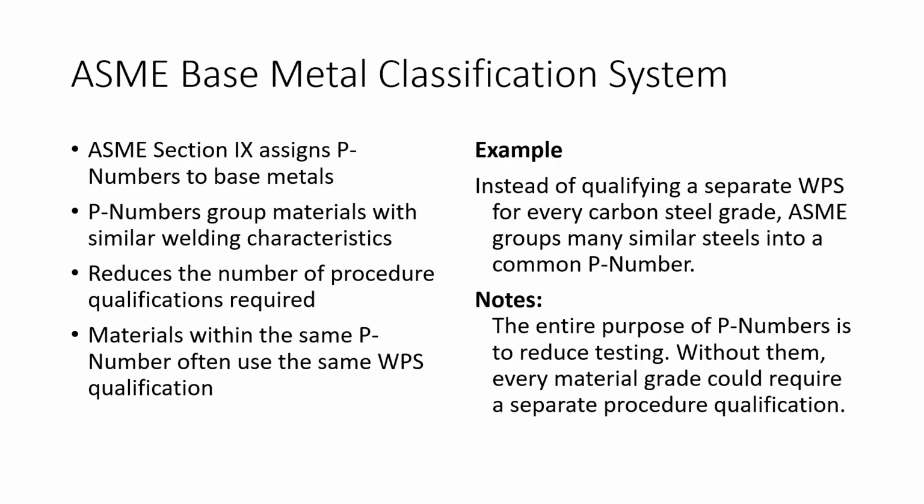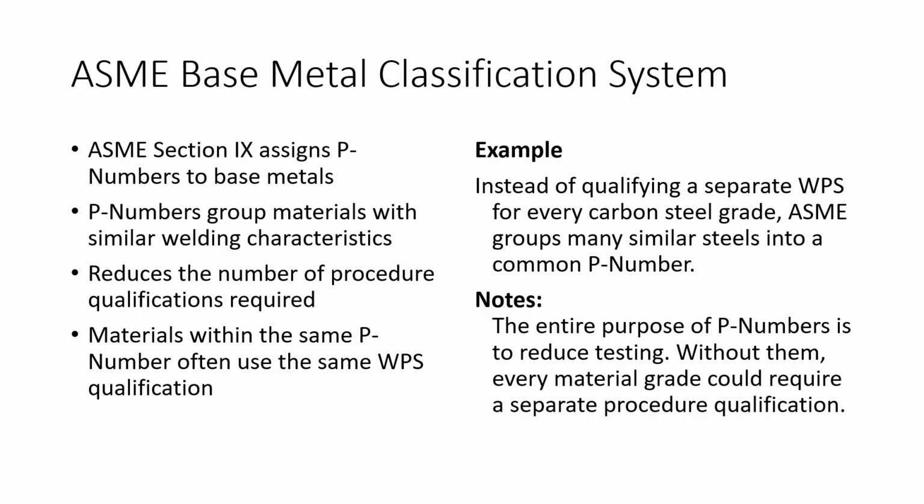Why we do this is because it reduces the number of procedures. If you had to qualify every metal to weld it to every other metal, it would be an astronomical number of weld procedures, and it would get out of hand. For the most part, materials with the same P number can be used within a WPS once you qualify it. If you qualify P1, you get all the P1 materials. If you qualify a P8 to a P8, you get all the P8s.